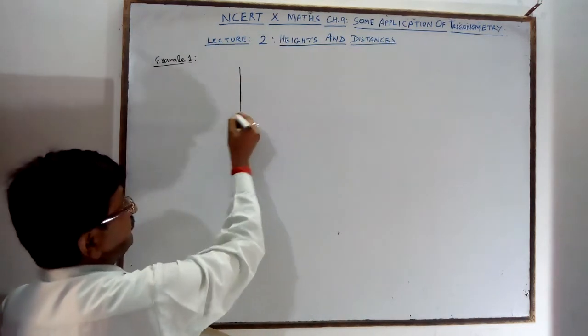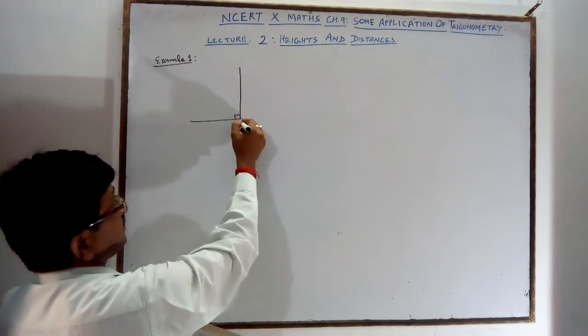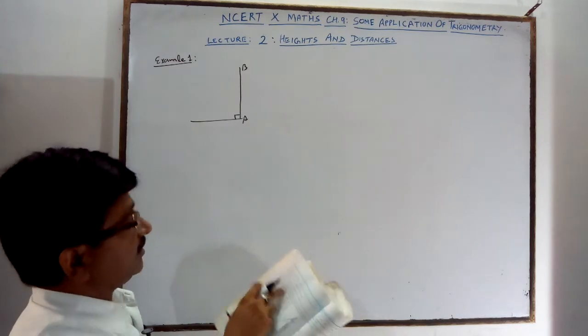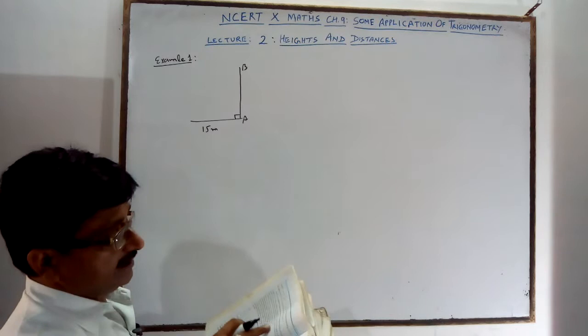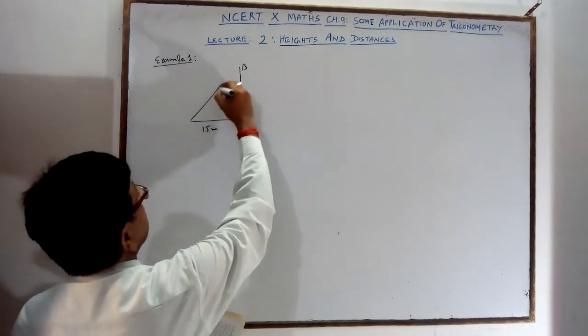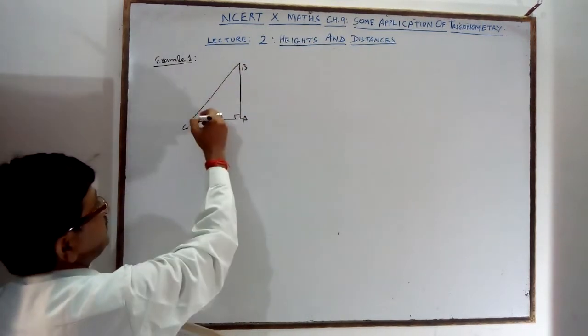Important things. First of all, you will draw the tower. Suppose AB is a tower, and from a point on the ground 15 meter away from it, the angle of elevation of the top of the tower is found to be 60 degree. The angle of elevation of the top of the tower from point C is 60 degree.